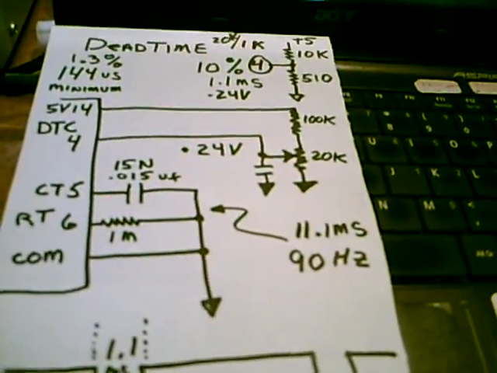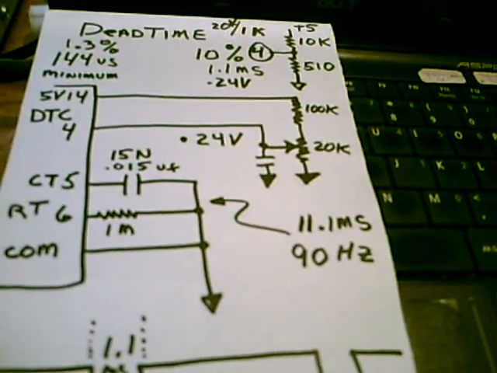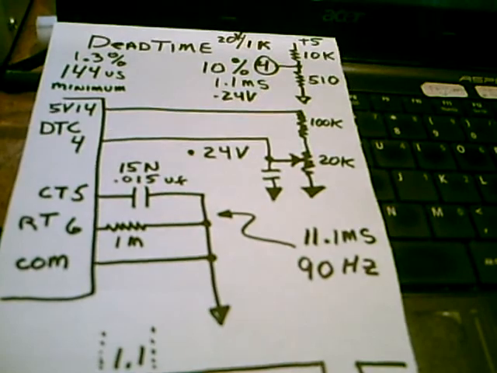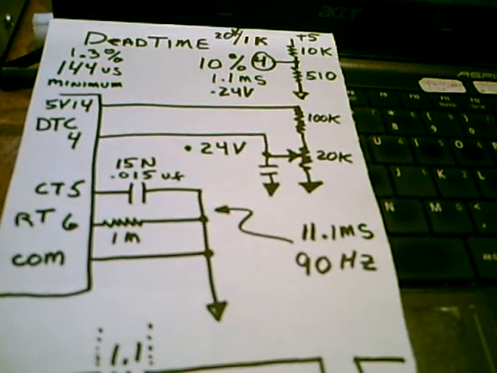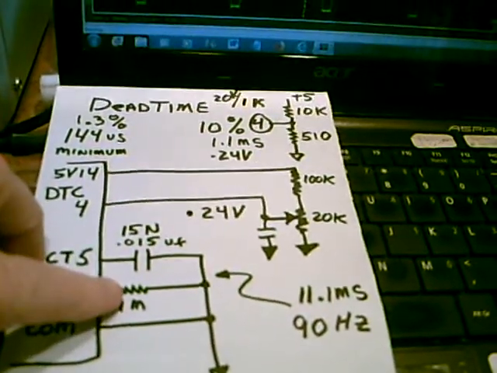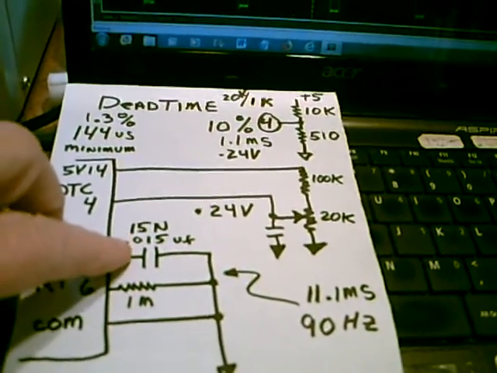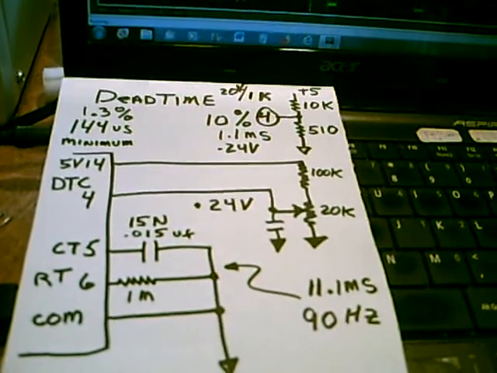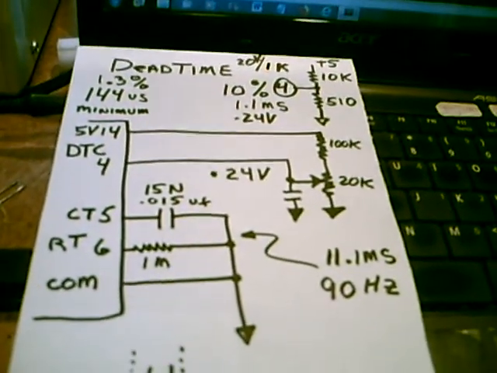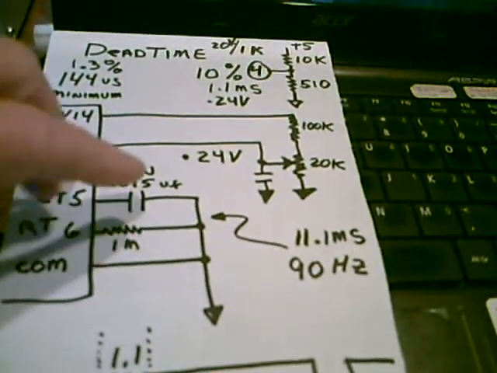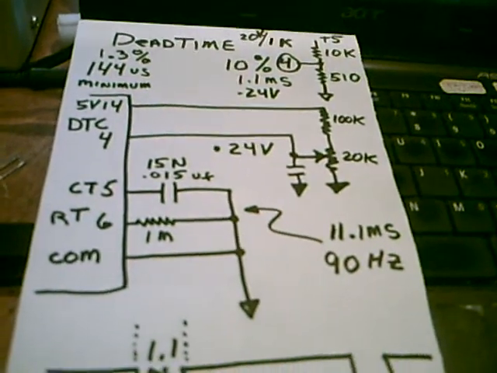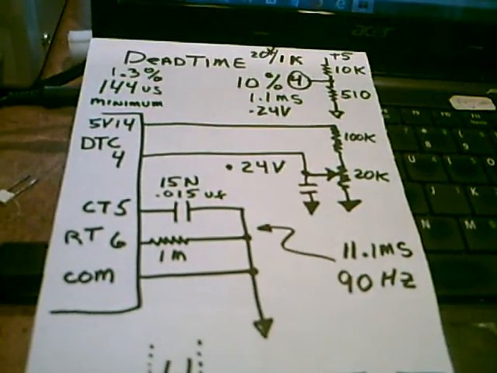So to gain that 1.1 millisecond off time and an 11.1 millisecond cycle time, you need to use this capacitor resistor combination, a 15N, or 0.015 microfarads if you're an old guy, and a 1 mega ohm resistor. These things are just multiples of each other, so you can use different values. This is what I had that was convenient.